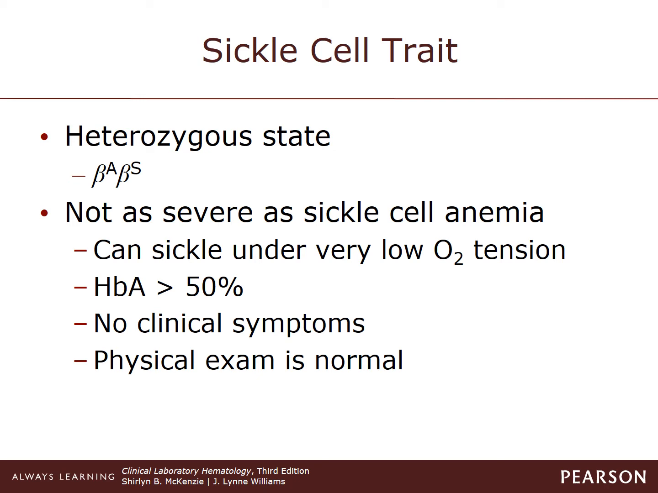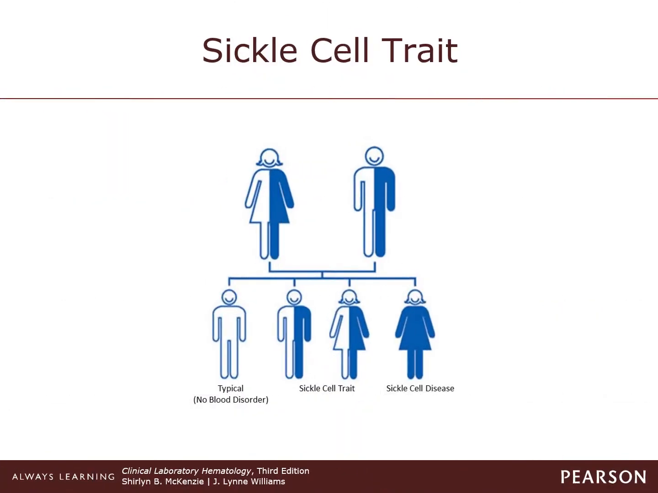Now, the importance of diagnosing sickle cell here is that both parents have to have the sickle cell trait. So if both parents have the sickle cell trait, 1 of 4 children will have sickle cell anemia, and 2 of 4 will have the trait.